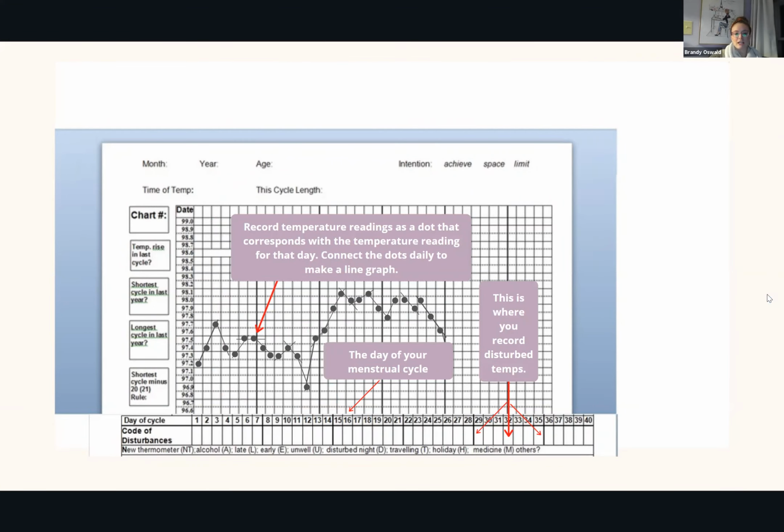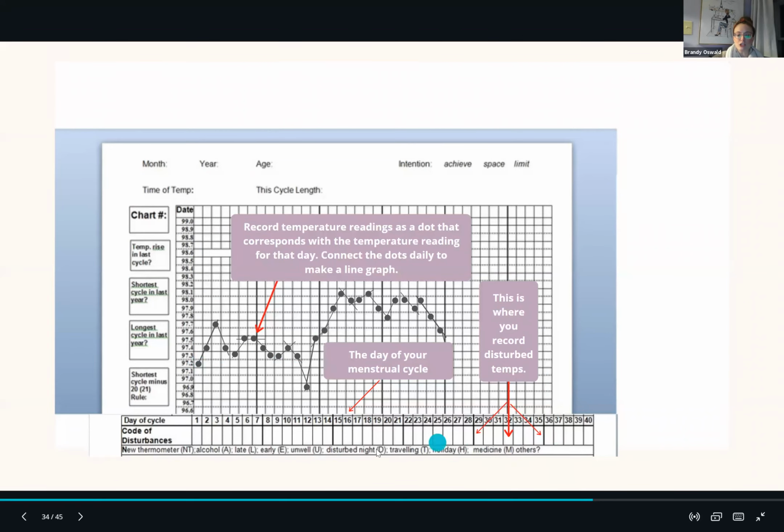Temperatures. This is what it will look like on your temperature chart. You will record a dot in the square that corresponds with the temperature readings on the left side, and then you will link them together like a line graph. The day of your cycle is here at the bottom. So if this is the first day of your period, this is day 1, 97.2, you fill it in there.